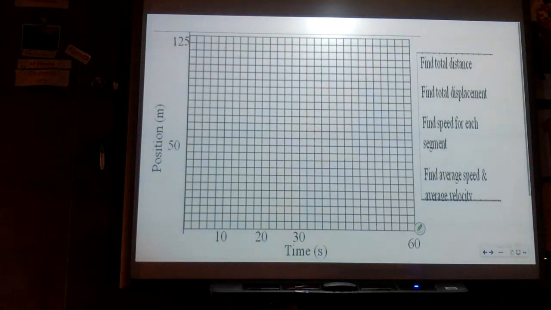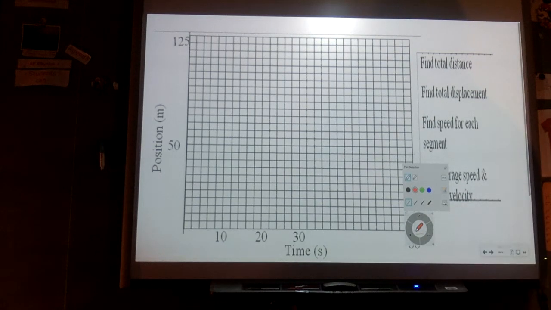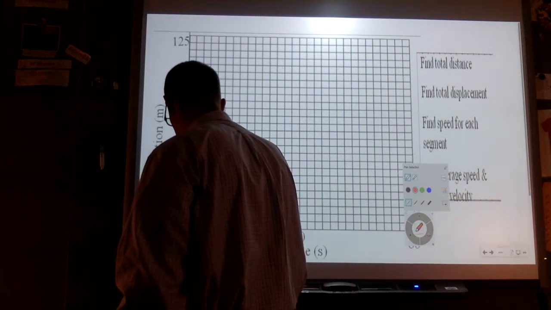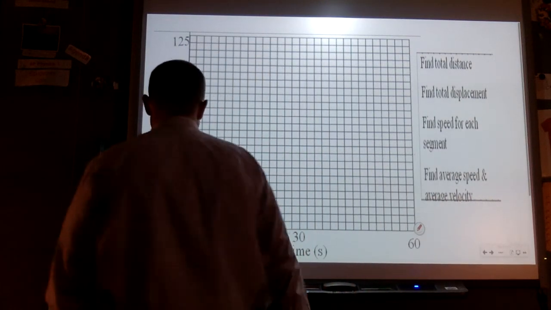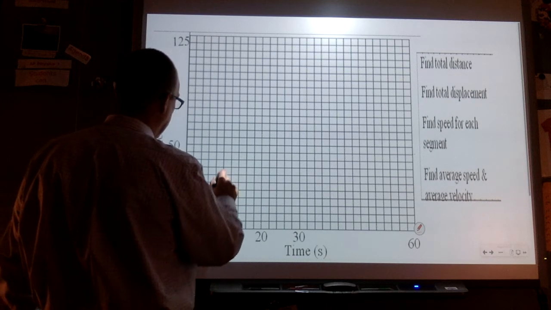All right, so this was made already for us, so we didn't have to do the increments for the graphing. We'll do that in the next example. So I'm going to graph this. And I'm going to go 0, 0 is my first point. My next point would be 10, 50.